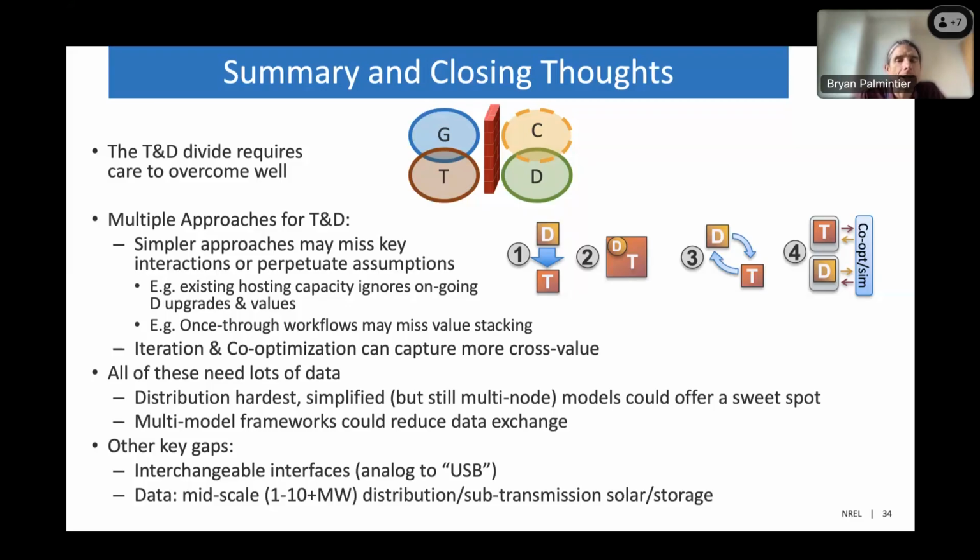Increasing amounts of that data is also available through things like hosting capacity maps, not necessarily the outcomes of those maps, but just the understanding of where things are and where bottlenecks are, which could help us understand some of the opportunities for T&D interactions. Also mentioned the idea that we could reduce some of the data exchange if you're doing these multi-organization exchanges, exchanging just the touch points between models instead of the full models through these modular frameworks.